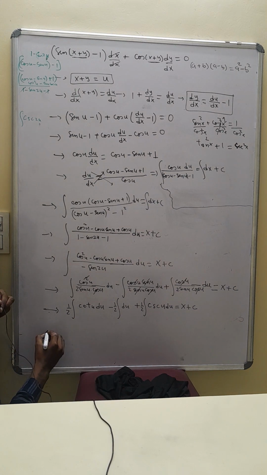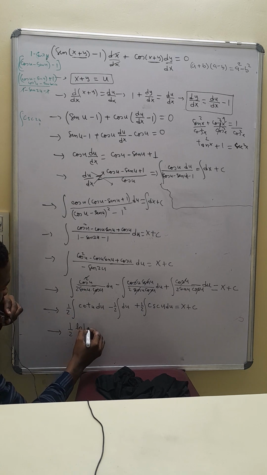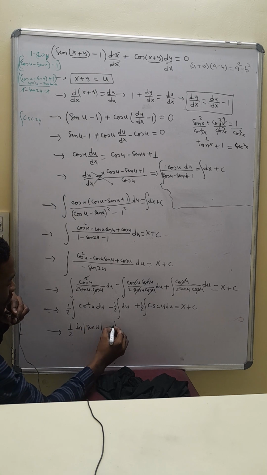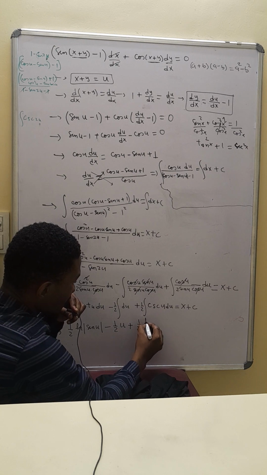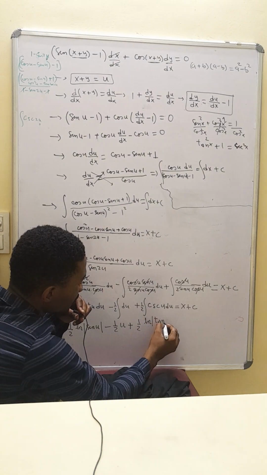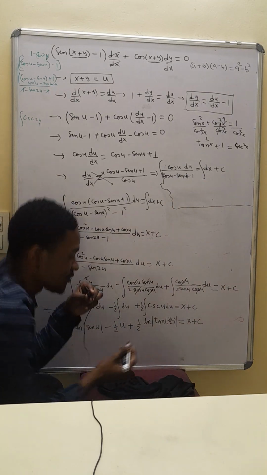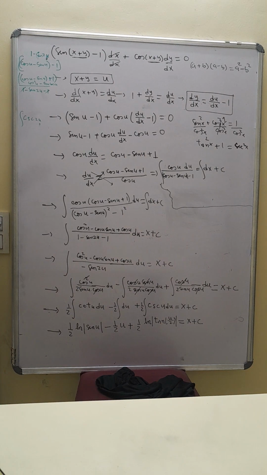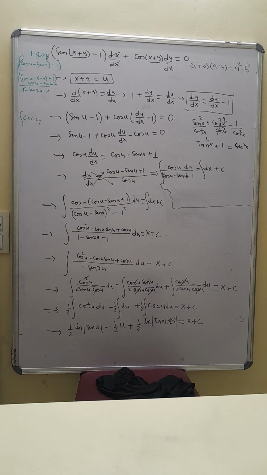So to finish, it will be 1 by 2 ln of sin of u, minus 1 by 2 u, then plus 1 by 2 cosec u integral, which is ln of tan of u by 2, equal to x plus c. Nice. Now that we got these expressions, this is the solution. We have to go back to our substitution. We said that x plus y is equal to u. So where you find u, put x plus y, and you are done.